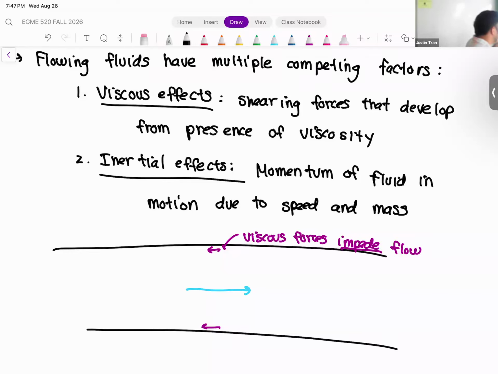Think of a solid object with a lot of momentum, like an F-150, a huge truck. If that's barreling towards you at 60 miles an hour, there's friction. It's going to be slowing the truck down, but it's not really doing all that much. It's still going to hurt a lot if you get hit by an F-150. It's the same thing for fluids. For flowing fluids, if the inertial effects are very high, that dwarfs any impact that the viscosity is going to have. Okay, and vice versa as well.